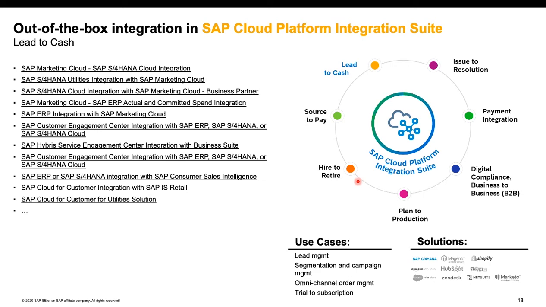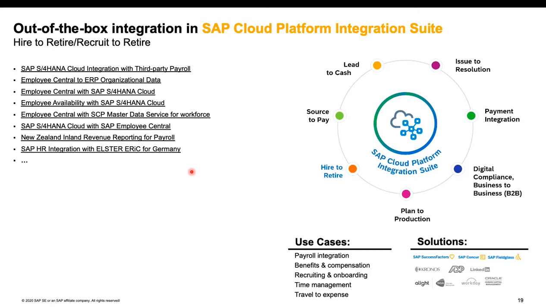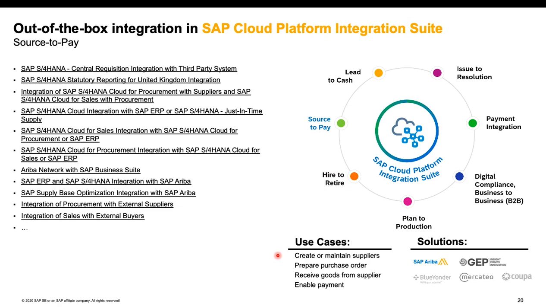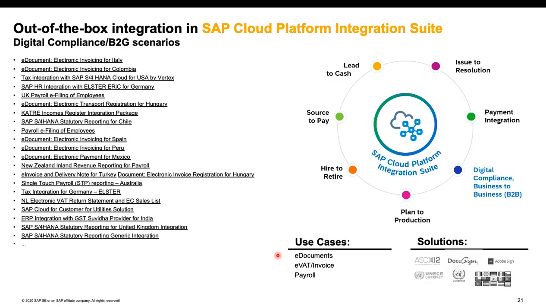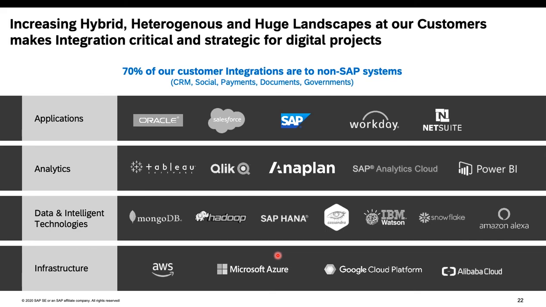Then here for different core processes like lead to cash, you can find here the use cases, lead management, segmentation, campaign management, omni-channel order management, and here also the integration packs that are delivered out of the box again can be leveraged for free for the SAP Cloud Platform Integration Suite, hire to retire scenarios or recruit to retire scenarios, again for different use cases, payroll integration, benefit and compensation, time management, travel and expense, all delivered out of the box with the integration suite, source to pay integration scenarios, and again different digital B2G integration scenarios.